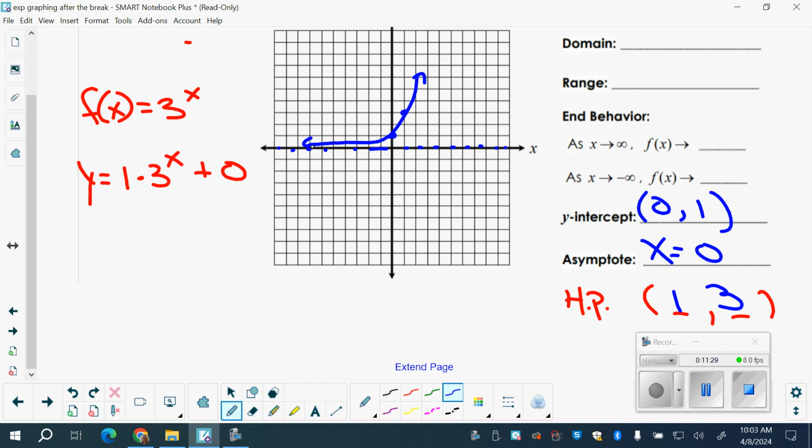This part's a little tricky. Domain is easy. Range is easy. Okay, this is the thing that's tricky. The thing that's tricky is he's walking to the right. It's getting bigger. He's walking to the left. So this is right. This is left. It's getting smaller.